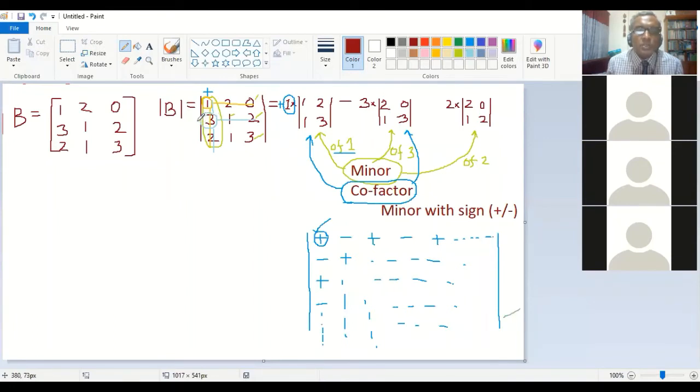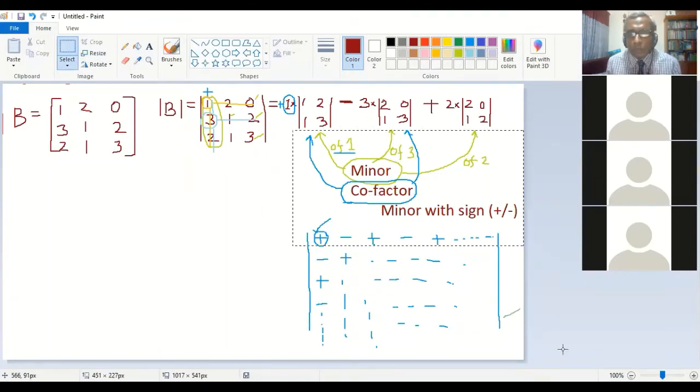3 is the second, so it will be minus. The first one is plus, then minus, and then the next one is again plus. So we are putting the minus sign here. With the minus sign, this is called cofactor, and with the plus sign, this is also called cofactor. So this way you will calculate the value of the determinant.